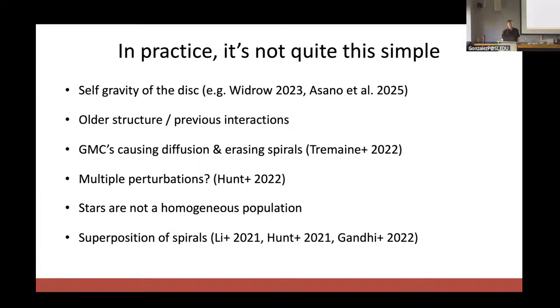Thirdly, we think that GMCs can cause diffusion and erase spirals quicker than they fully phase mix, which came from Scott Tremaine at IAS. However, we do see phase spirals everywhere, so they can't have been completely eradicated, but something is going on there. Fourthly, observations going on at the same time. I'm going to talk about that in a minute, because it's some of my work. Fifthly, stars are not a homogeneous population, right? Some have been recently born after an impact. Some have different velocity dispersions. The hotter thick disk and the cold thin disk will respond differently. And then finally, even within one volume, you actually have a superposition of lots of different phase spirals.